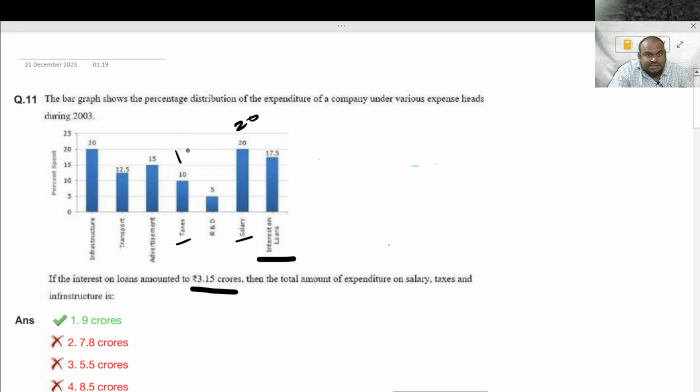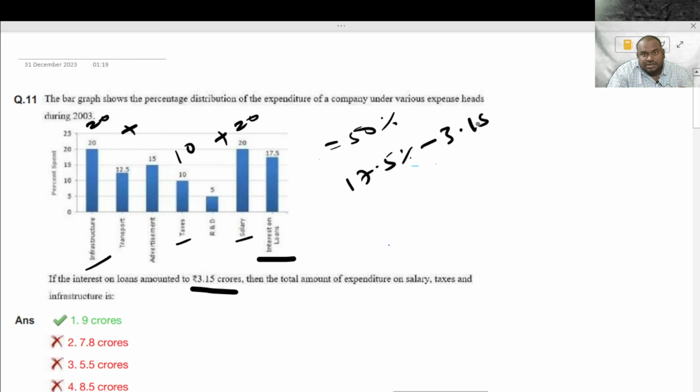Taxes is 10%. Infrastructure is 20%. So add them, it will become 50%. Just add them. So 50%. We know 17.5% as 3.15 crores. So what would be 50%? Simple thing. So 50 by 17.5 into 3.15.